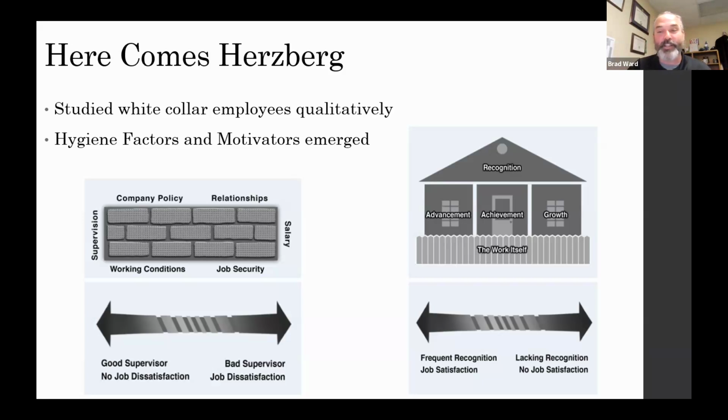However, if your supervisor... there are studies out there, I think it's like 50% of people typically leave a job because of a bad supervisor. That's kind of what this is saying: a bad supervisor will lead to dissatisfaction, but a good supervisor basically makes you normal. It's an expectation. Same with company policy.